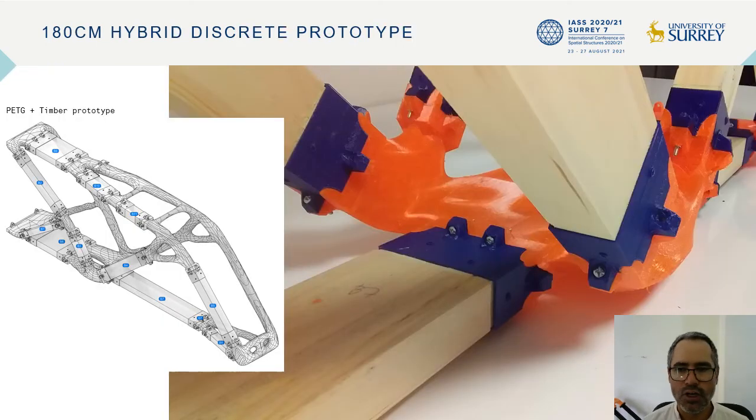The final prototype was a hybrid combination of timber battens and PETG nodes. In order to connect these battens with the node, we use that element that is in blue in the picture, which is glued to the timber batten, and then is screwed to the connection in order to transfer the bending moment.